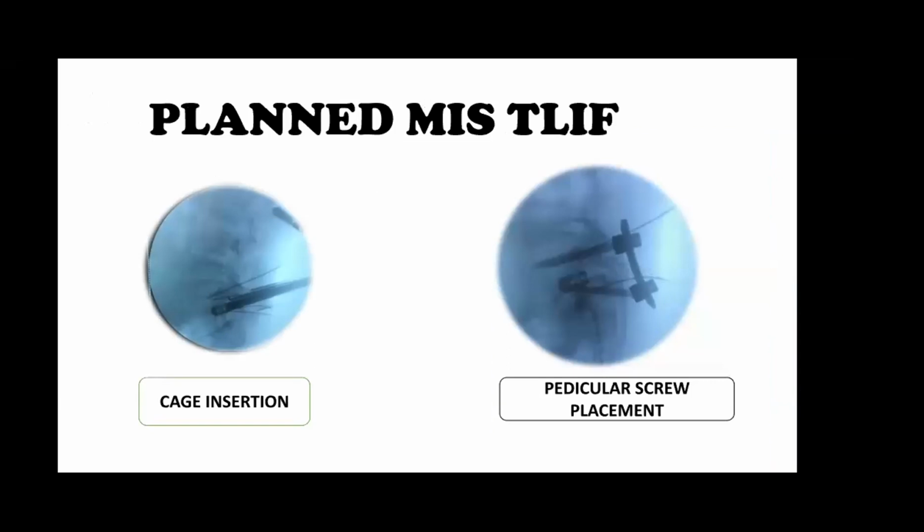So this was done using MIS access. If you see, this is a tubular retractor through which the discectomy is done and the cage is being introduced. We had already put in the guide wires percutaneously, and we have put screws on one side. The critical point here is that the purchase of the screw should be extremely good.